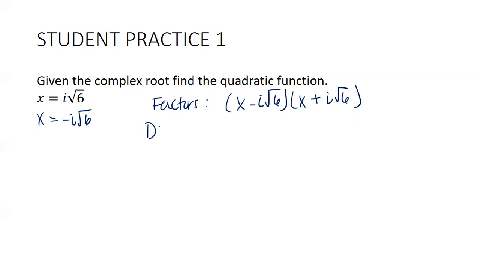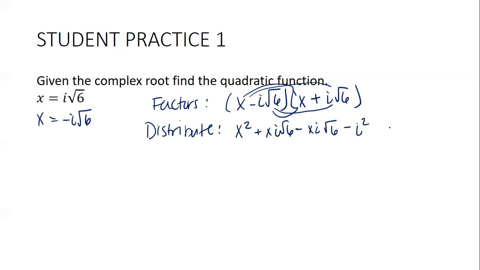After the factors, we're going to distribute. How you distribute is up to you. I don't mind doing horizontal, so I'm going to do horizontal. So x times x is x squared. x times i square root of 6 is xi square root of 6. Negative i square root of 6 times x is going to be minus xi square root of 6. And then multiplying negative i square root of 6 times positive i square root of 6 is going to give me minus i squared times 6.